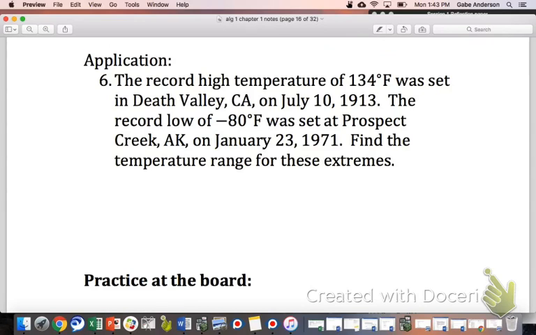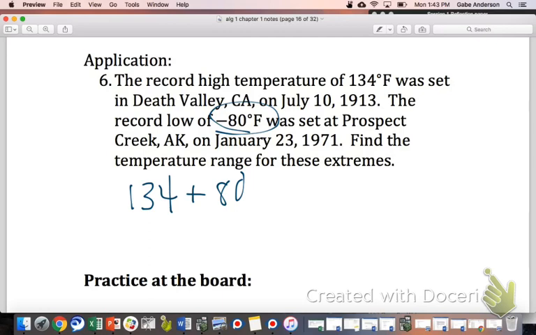134 plus 80. So how did you come up with plus 80? Because when I was looking in here, that's negative 80. Yeah, but how did it magically become a positive 80? Finding how many degrees in between them, so we add them both together. Okay.